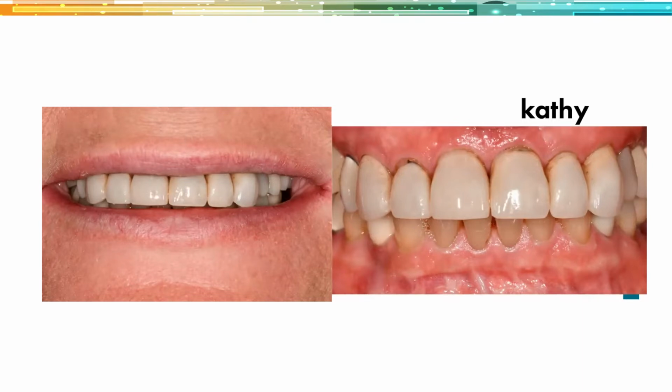And she was never really happy with the way that they looked. She felt like they were always a little crooked. She didn't love the color. And then she did notice that she was starting to get some recession around the margins and some decay at the edges, which her previous dentist had gone in and actually bonded with some flowable composite. And so she was ready to replace these restorations.